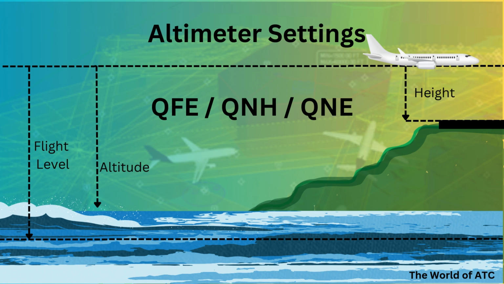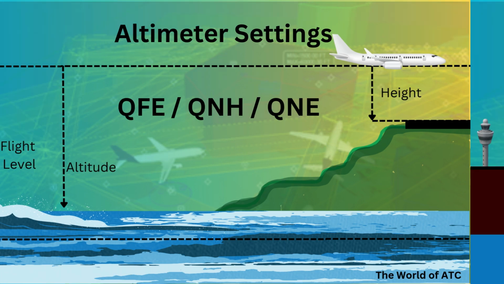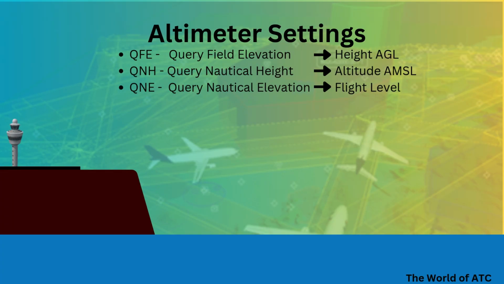Today we will discuss the altimeter settings, which include the Q codes: QFE, QNH and QNE. QFE stands for Query Field Elevation, which tells the aircraft height above ground level. QNH is Query Nautical Height, which tells the altitude above mean sea level, and QNE is the standard pressure setting, which tells the flight level of an aircraft.